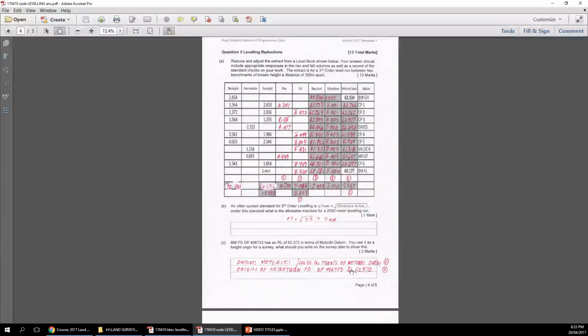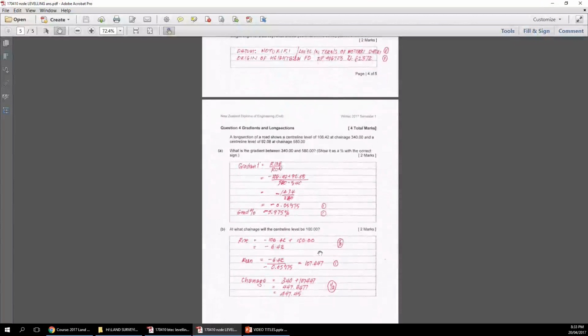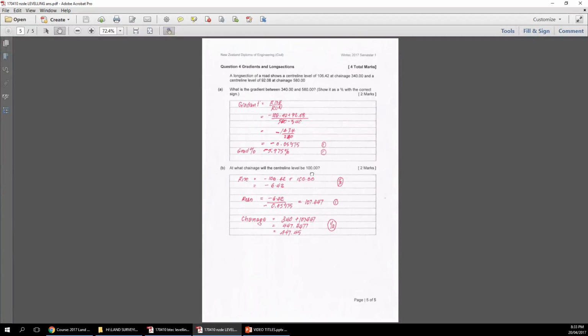So in this case it was BM FD DP 406723 RL 62.372. Now I've got a number of variations on that, but you do need to have something that's coherent and makes sense and something along those lines. So a bit of variation in that question there. And that brings us to the last question here for the NZDE. So the gradient question.